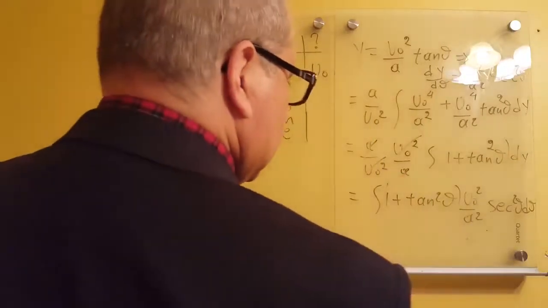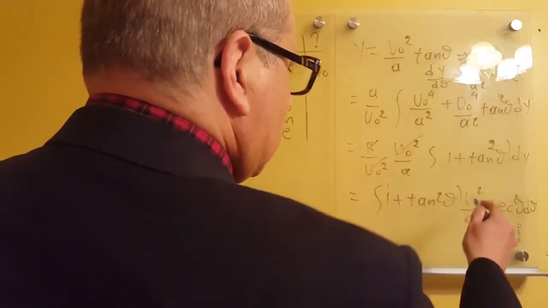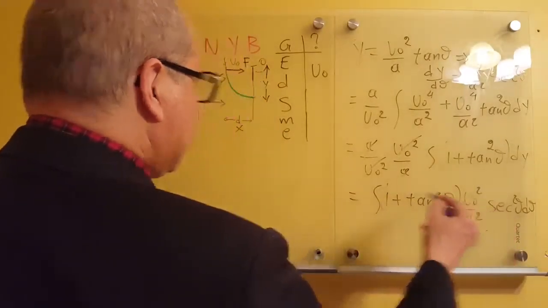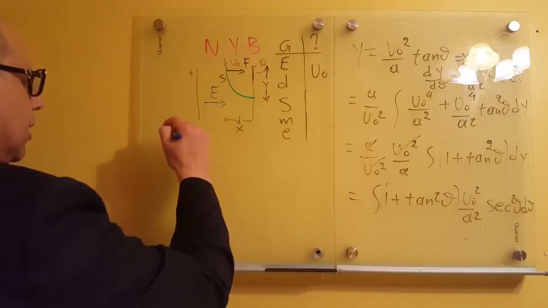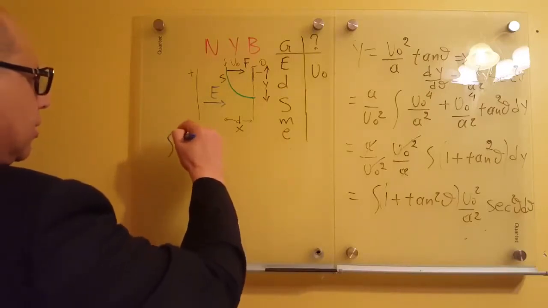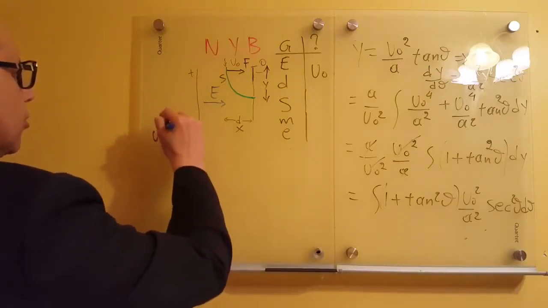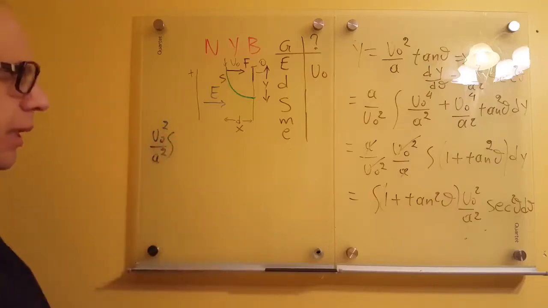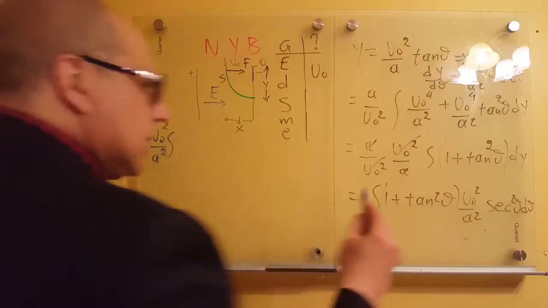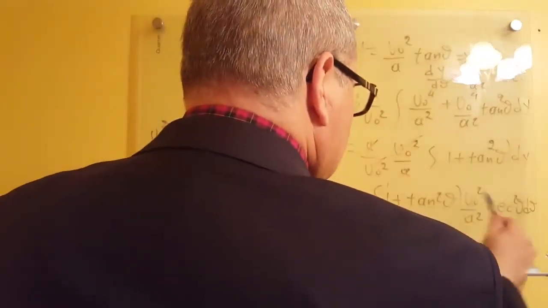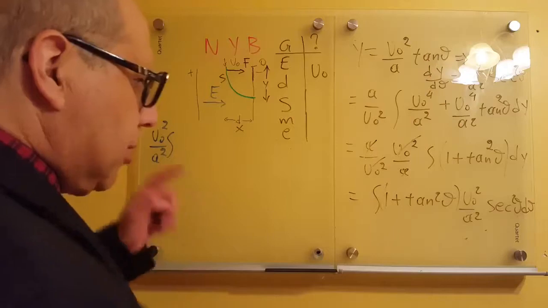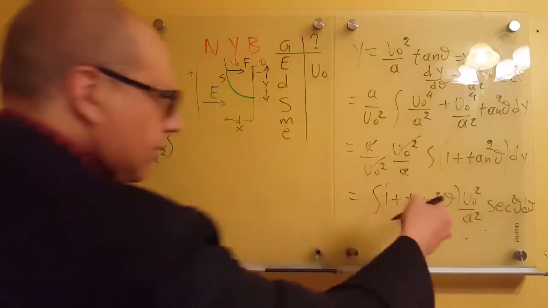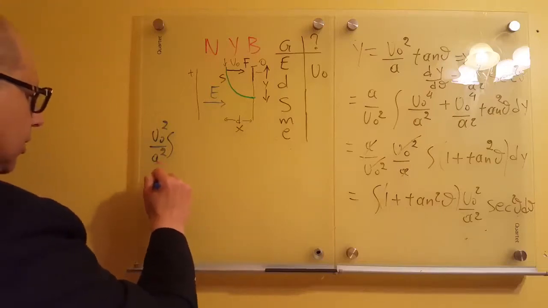So now we have to calculate this integral here. We can bring the v0 square over a square outside of the integral, so that should be v0 square over a square. And now, how will we solve this integral? We can solve it by substituting, let's say, tan theta equal to z.